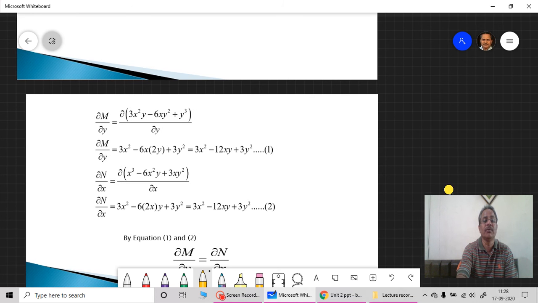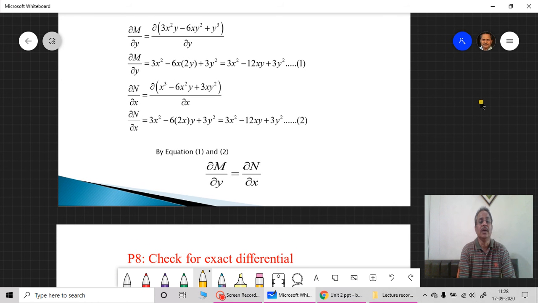Now the differentiation of m with respect to y: del by del y of 3x square y minus 6xy square plus y cube. All these three terms are functions of y. Differentiating 3x square y with respect to y, you get 3x square. The differential of 6xy square with respect to y is 2 into 6, that is 12xy, then plus 3y square, the differential of y cube. So we get 3x square minus 12xy plus 3y square. That is equation 1.